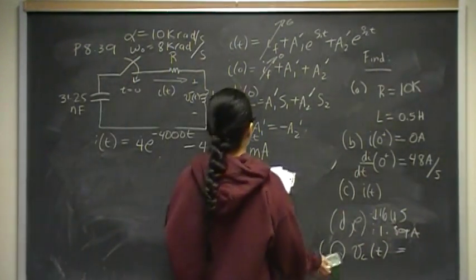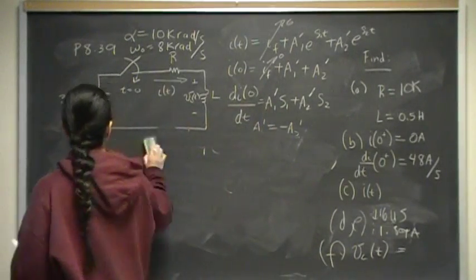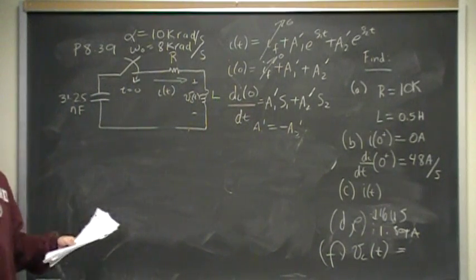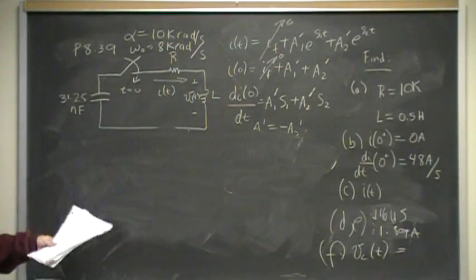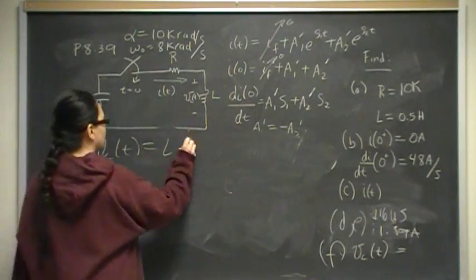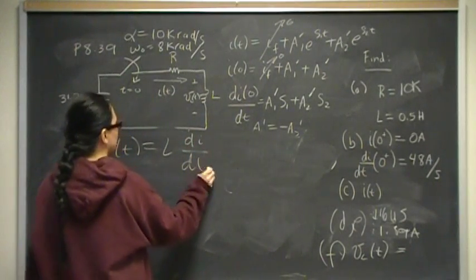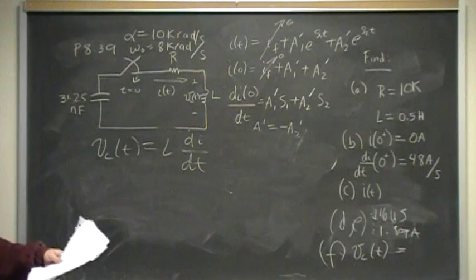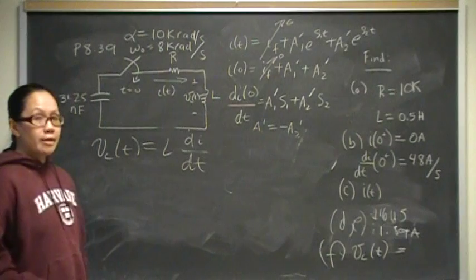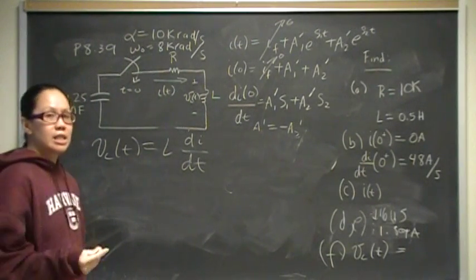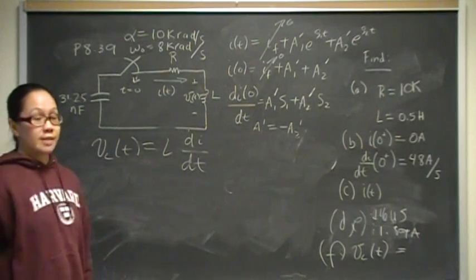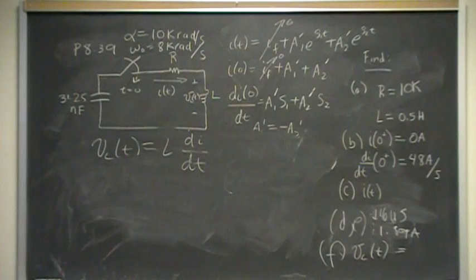So for part F, we want to find the voltage across the inductor. In order to do that, we need the formula for voltage across the inductor, and that formula is VL of t is equal to L di/dt. Now notice the di/dt is not the one that we found in part B. Why not? Because that di/dt is for that instant in time, and we're looking for a general equation that will describe that instant in time and all other instances in time.